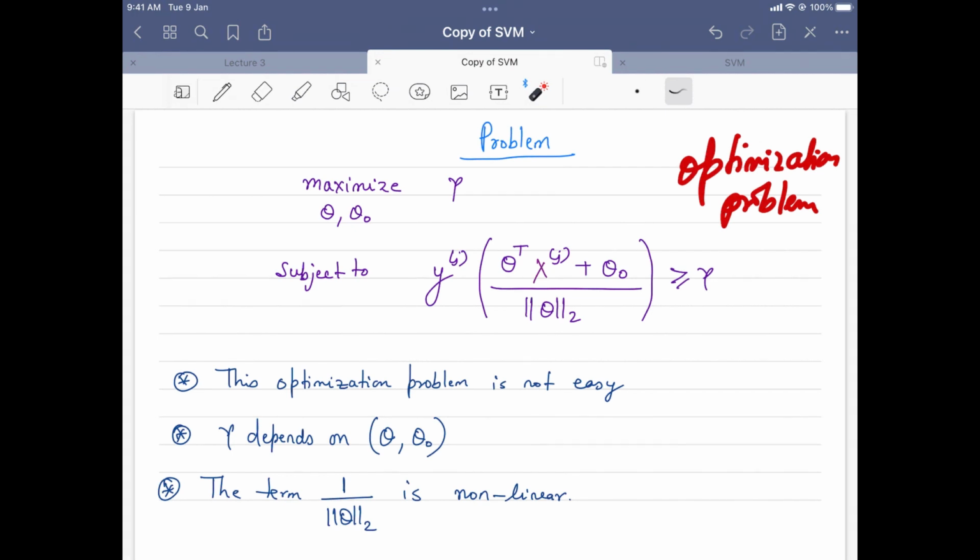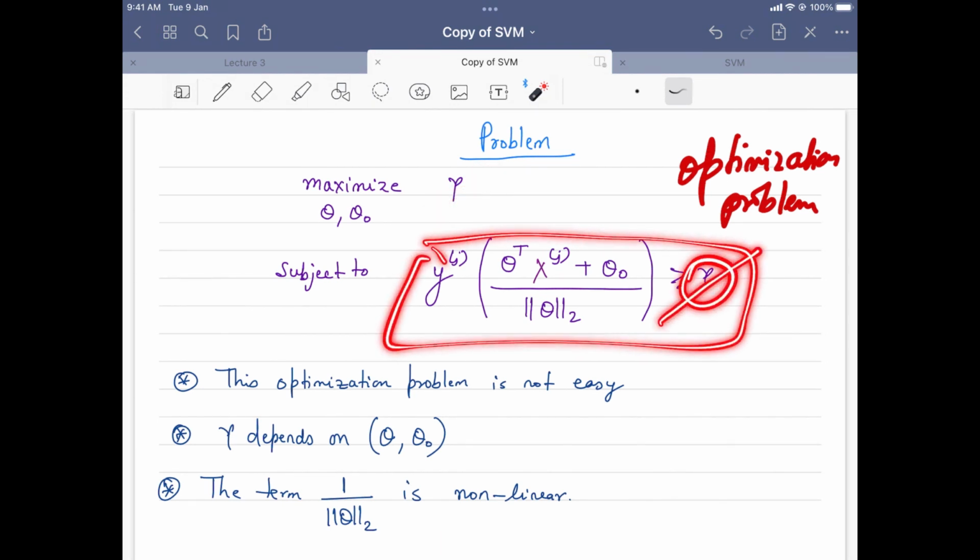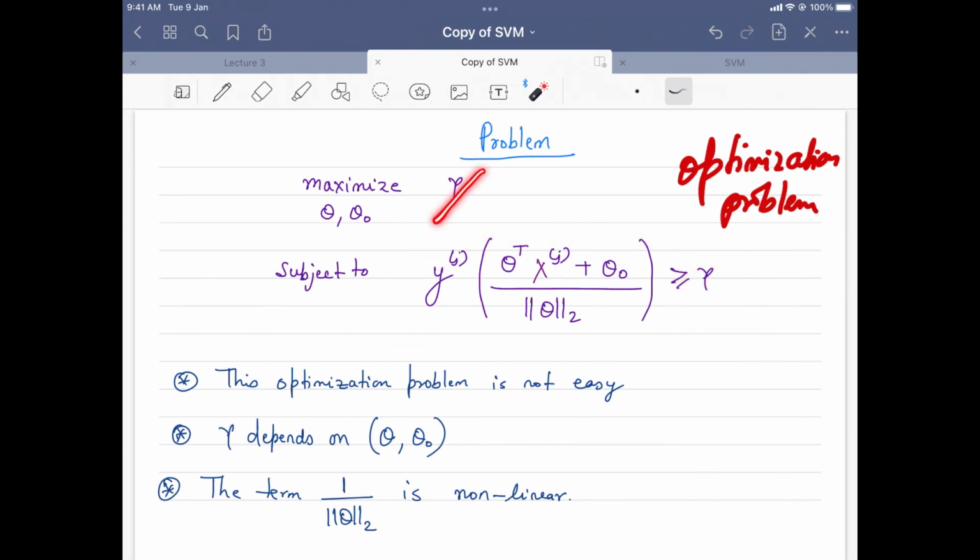So we will reach the equation which is available in the book in a while, but the story starts from here. And this optimization problem is a hard optimization problem, because you are trying to maximize gamma, and the constraint also involves gamma, which also changes. It's not good that whatever you maximize is also coming in the constraint. This type of situation is not good for an optimization problem.